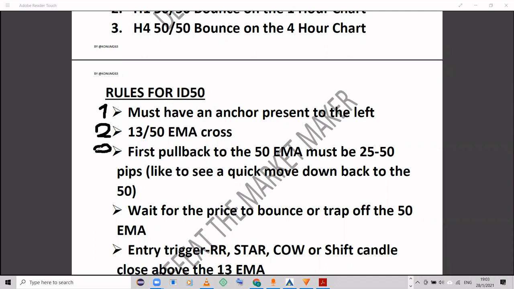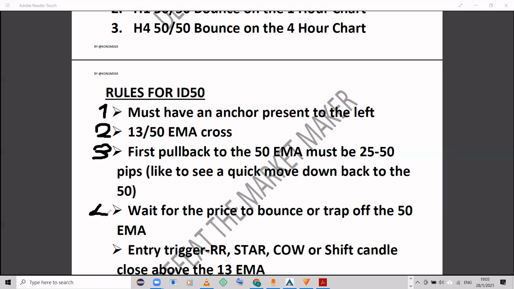The third one, the first pullback to the 50 EMA. Guys, hear me well here. That's why I had to get the mic and remake this video, because this is the most important part. The first pullback to the 50 EMA must be 25 to 50 pips. I hope you got me there. Let me come again. The first pullback to the 50 EMA must be 25 to 50 pips. Like to see a quick move down back to the 50, or up back to the 50 if that's in the downtrend, or down back to the 50 if that's in the uptrend.